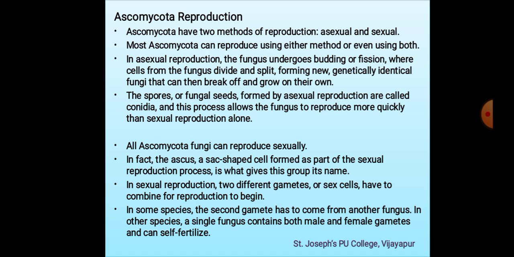The spores or fungal seeds formed by asexual reproduction are called conidia, and this process allows the fungus to reproduce more quickly than sexual reproduction alone. All Ascomycota fungi can reproduce sexually. In fact, the ascus, a sac-shaped cell formed as part of the sexual reproduction process, is what gives this group its name.